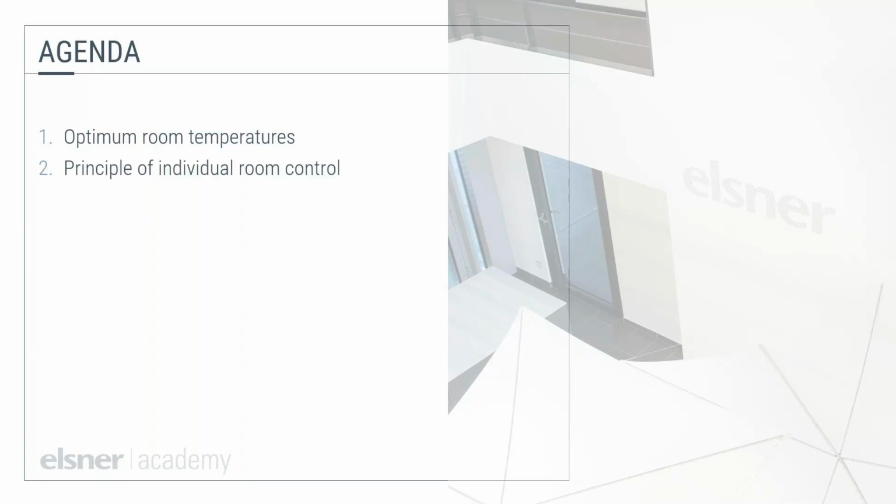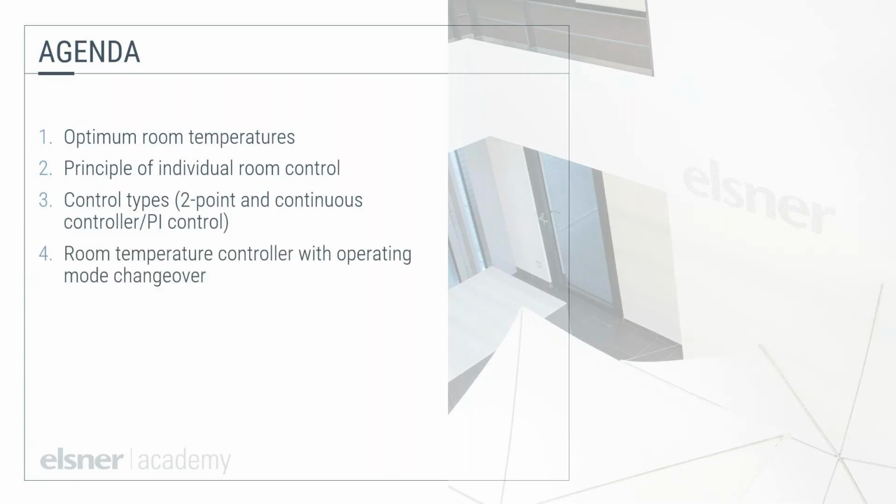Next up, our agenda. First up, we look at the optimum of different room temperatures, because as said in the introduction, this can vary from person to person. Next, we will discuss the principle of individual room control. After that, we'll have a look at the different control types, for example the 2-point heating, the continuous controller and the PI control.